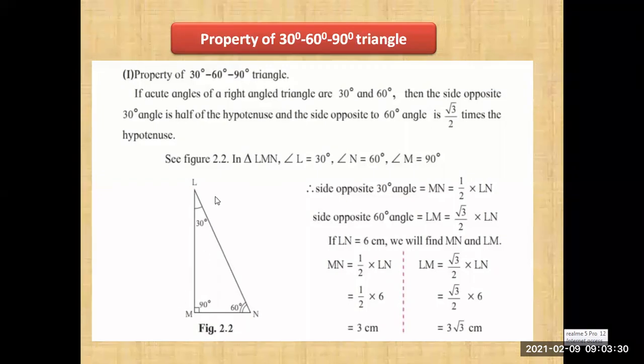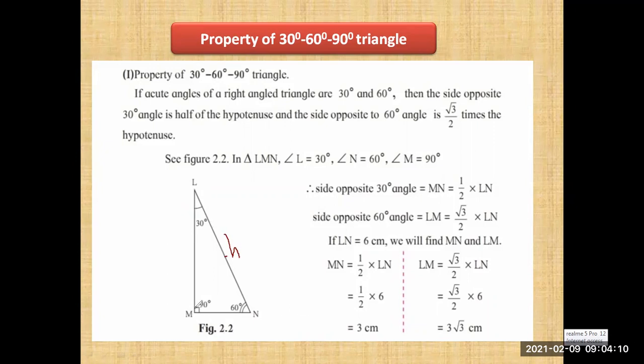Now, according to the statement, as we know, the side opposite to 30 degrees. Which side is opposite to 30 degrees? MN. And in this triangle, first you have to find the hypotenuse. Students, say carefully. Very simple. Easily you score 2 marks. So this one is 90, and this one is our hypotenuse. Listen.